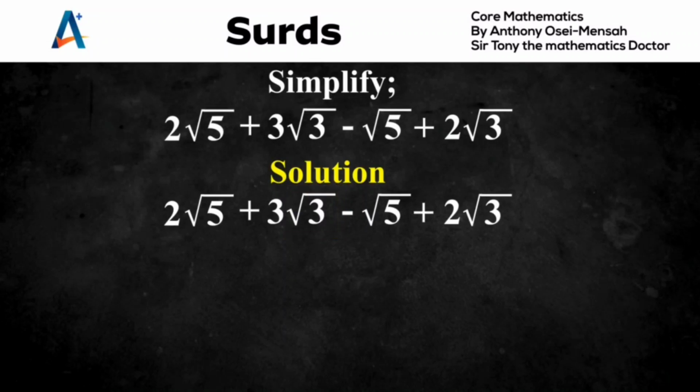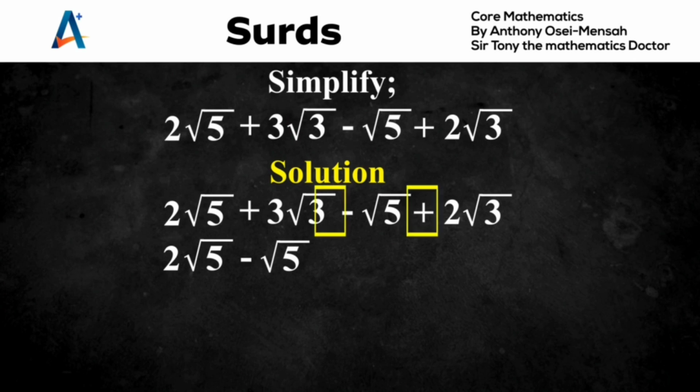So at this particular point, we have to group like surds. So I have 2 root 5. I need to look for any of the terms that has root 5. Then I see minus root 5. So root 5 has qualified to be a like surd with 2 root 5. So I bring the minus root 5 because the sign is negative. Since there is no other root 5, I'll now consider the next surd, which is root 3.